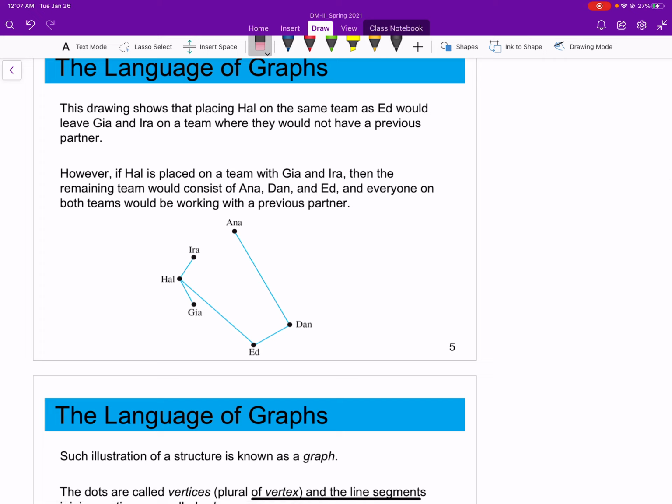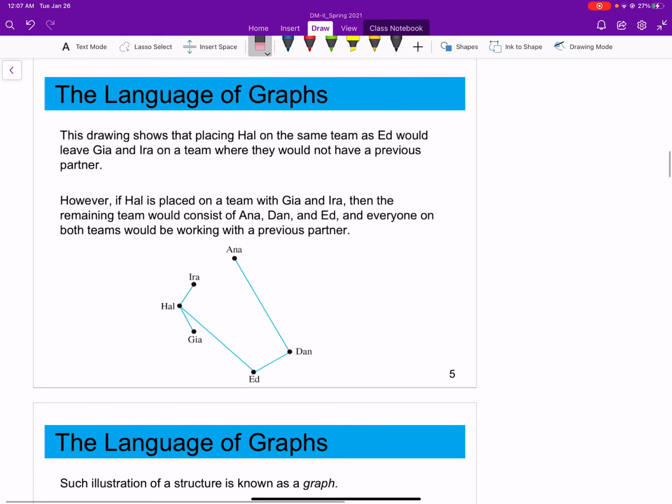Now you have to make the second and third group. All right, so you have to make groups of three people. What happens if you put Hi and Ed in the same team? You put Hi and Ed in the same team because they are connected by an edge. So you can put them in the same group. If you put them in the same group, what will happen is these two people will be separated. Okay, Ira and Gia. So they have to work in the same group.